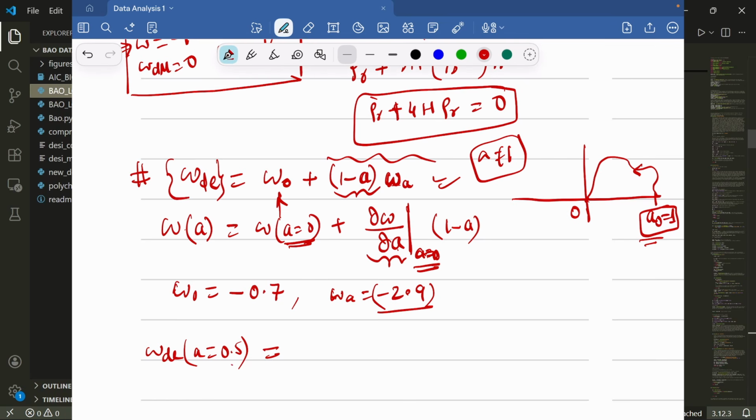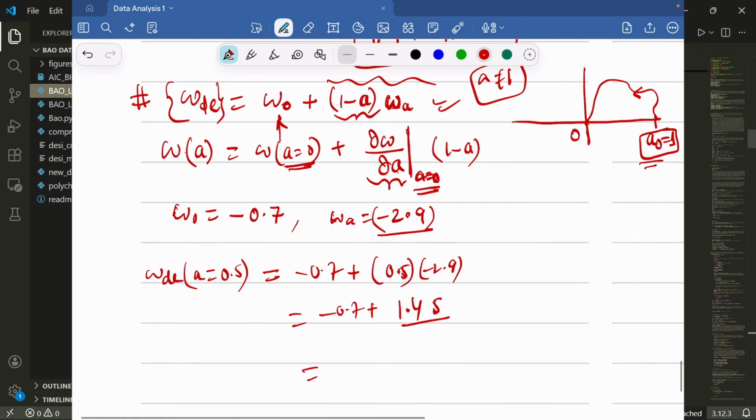So omega A is equal to 0.5. What will we get? Minus 0.7. 1 minus a is 0.5, right? It's going to stay always positive, and omega a coming out to minus 2.9. Now if I do this, what does my computation say? My computation says 1.45, right? So the overall thing is negative. The overall thing becomes 2.15, minus 2.15.